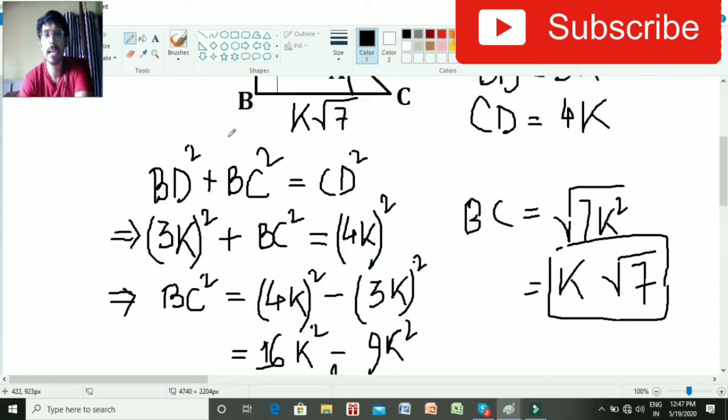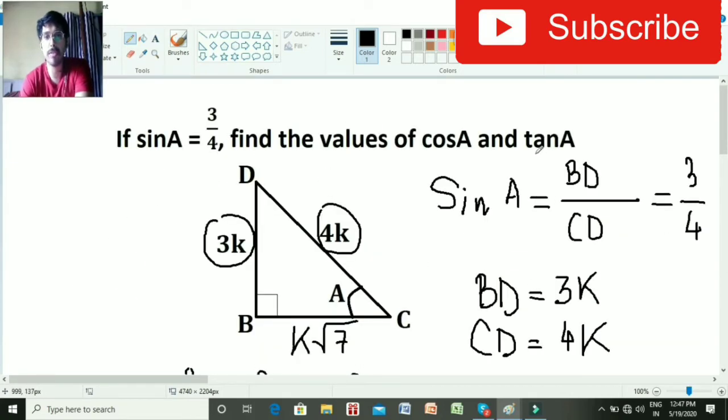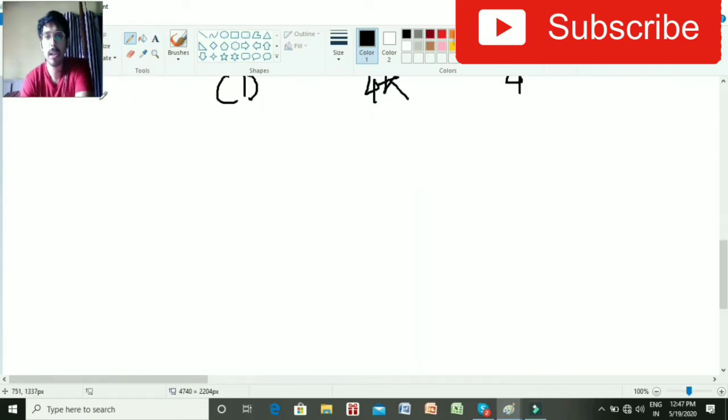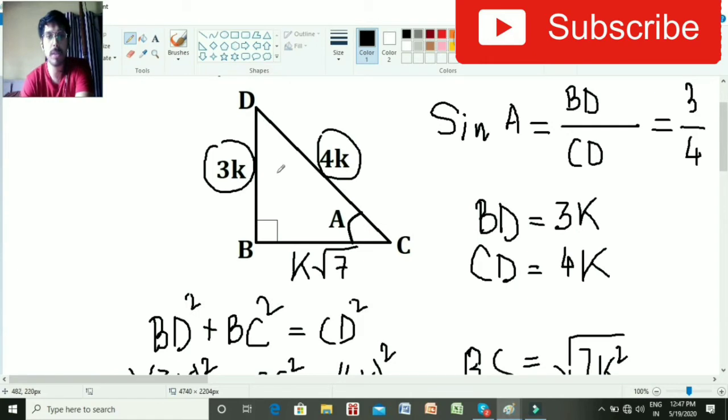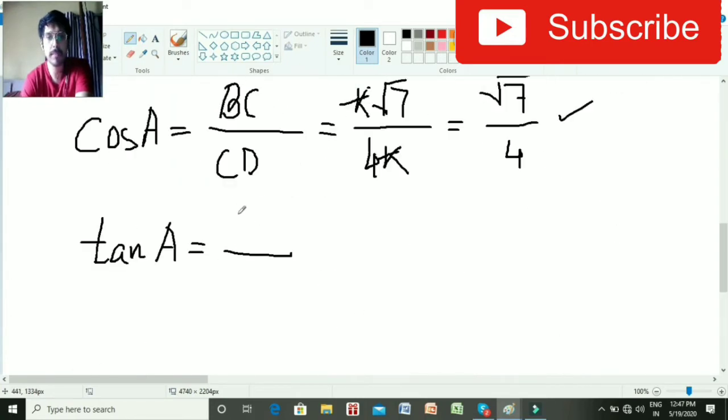Next we need to find out the value of tan A. So again, for tan A, the formula is perpendicular by base. As per this triangle, since this is A, the perpendicular is BD and the base is BC. So that will be BD by BC.